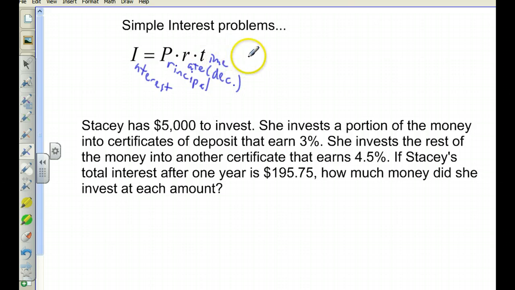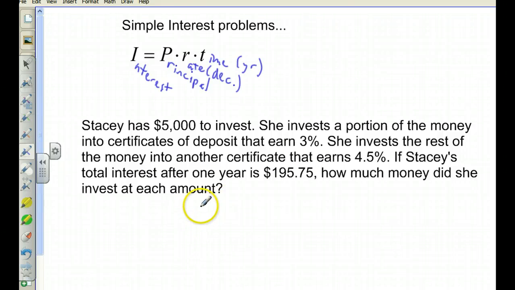And we have a choice here. We can do this either, well, let's do it in years. Just makes more sense. Percentage rates are usually given in years. So Stacy has $5,000 to invest. She invests part of the money at 3% and the rest of the money at 4.5%. So she has two different investments. If Stacy's total interest after 1 year is $195, how much did she invest in each amount?